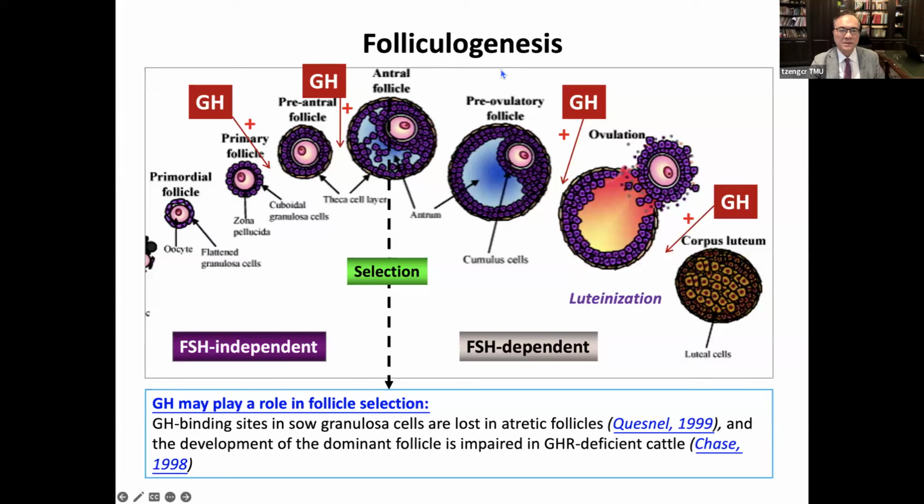And in folliculogenesis, as you can see, they play an important role in follicle selection. So in the FSH-independent stage, they can act on primary and preantral follicles. After selection, they can enhance the E2 production, as well as after ovulation in the corpus luteum.